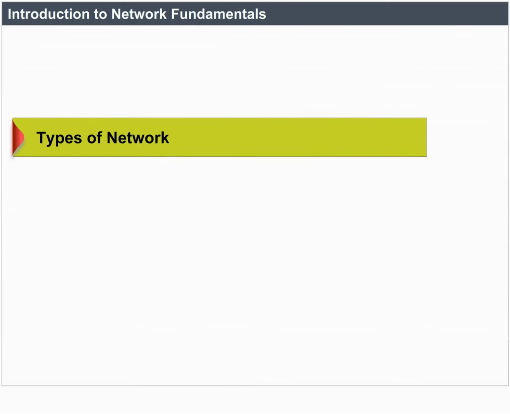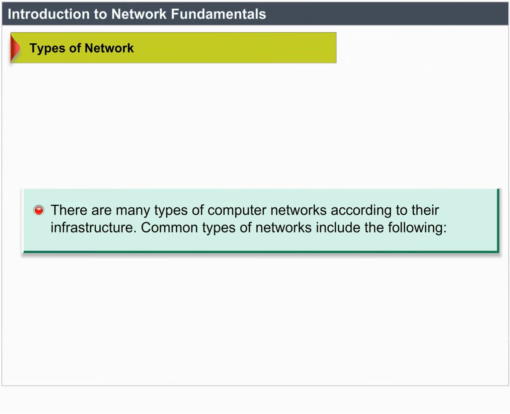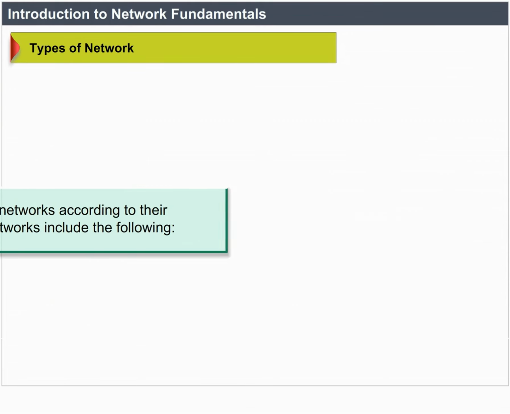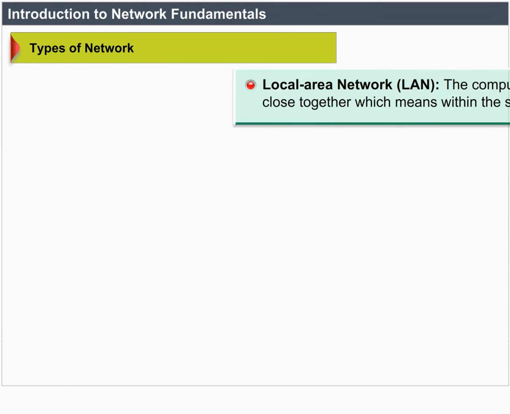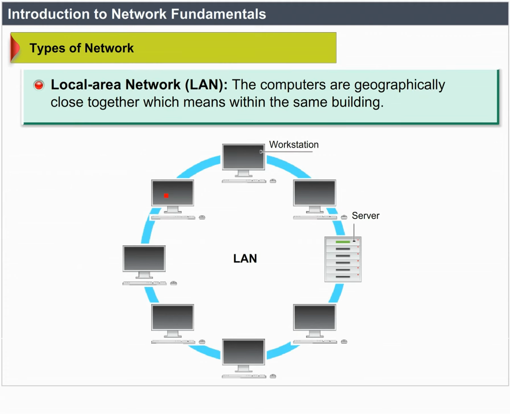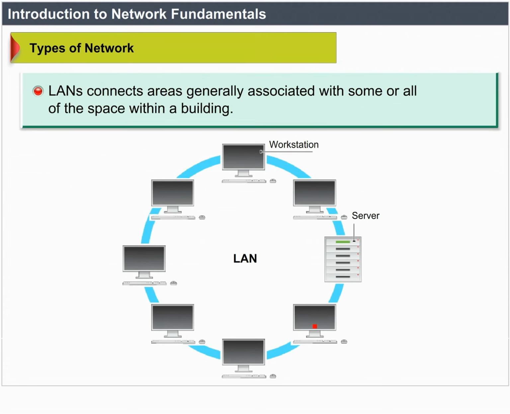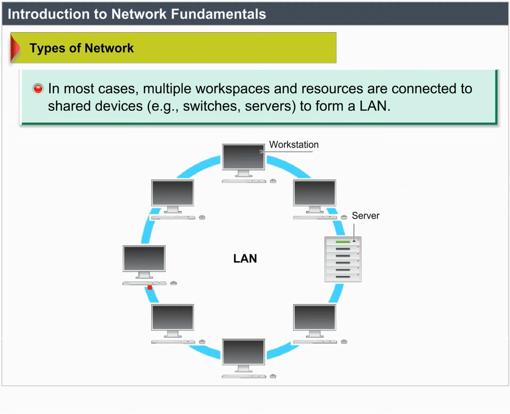Types of network. There are many types of computer networks. Common types of networks include the following. Local area network or LAN. The computers are geographically close together, that is, in the same building. LANs cover areas generally associated with some or all of the space within a building. In most cases, multiple workspace devices are connected to shared devices, for example, switches and servers, to form a LAN.